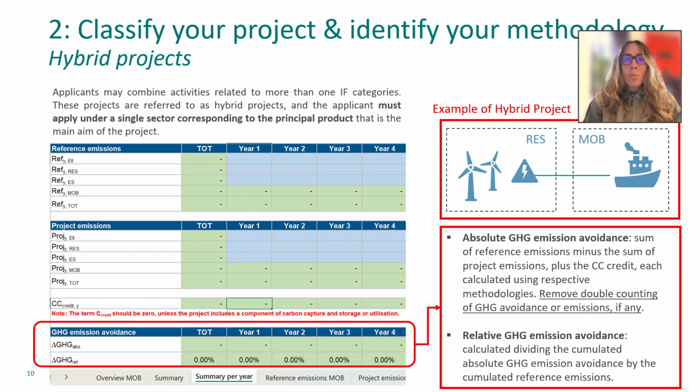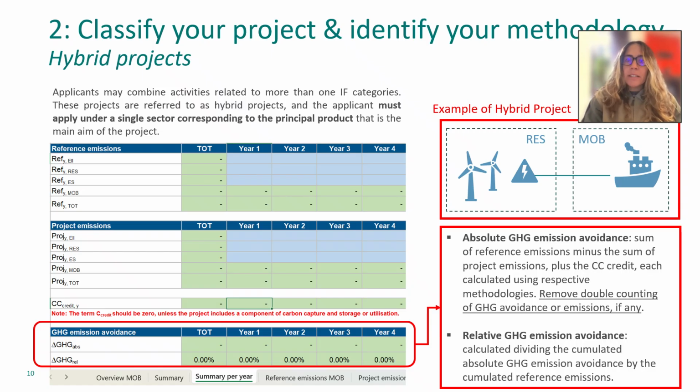To allow applicants to combine categories should overlaps exist, the concept of hybrid projects was created. In these cases, applicants shall consult the methodologies corresponding to each category and calculate the reference and project emissions separately. The absolute emissions avoidance will then be the difference between the sum of reference emissions and the sum of project emissions. These in the GHG calculators will be reflected in the Summary per Year tab.